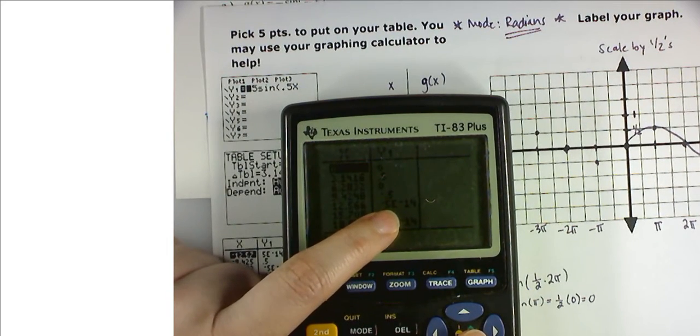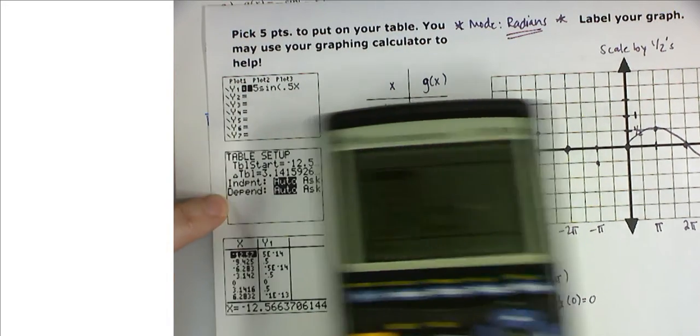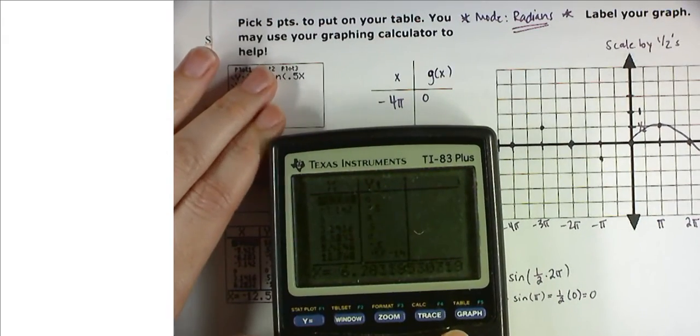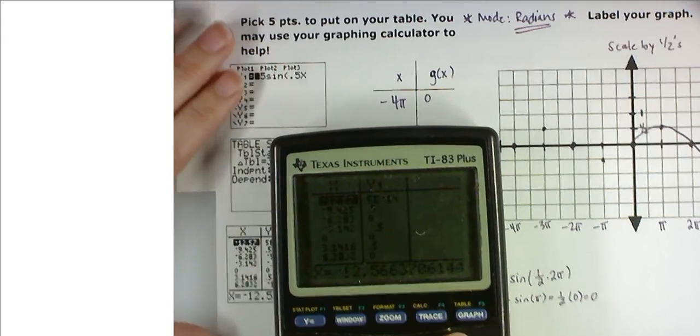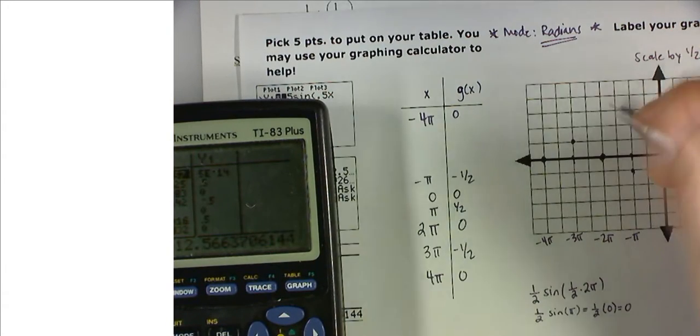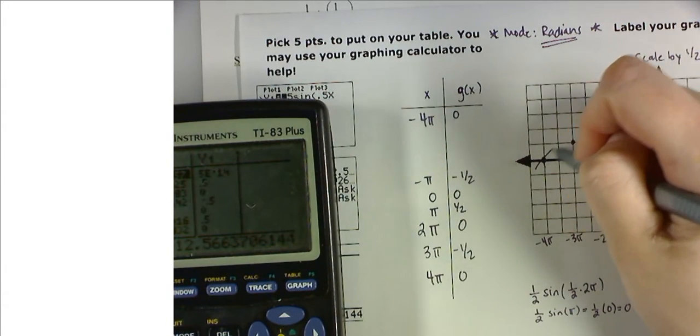Okay, so now I can continue the rest of my curve here. And there you go. There is your sine curve.